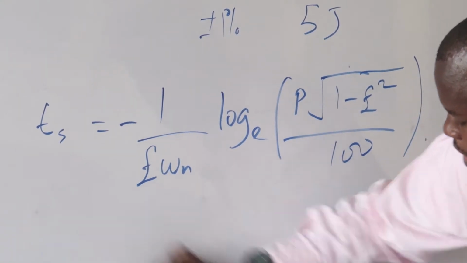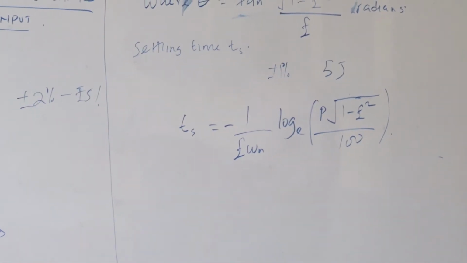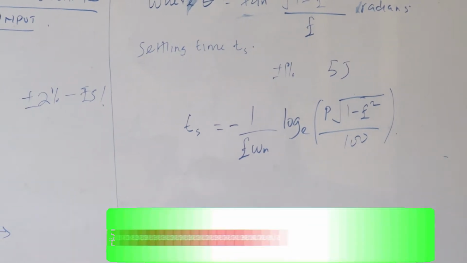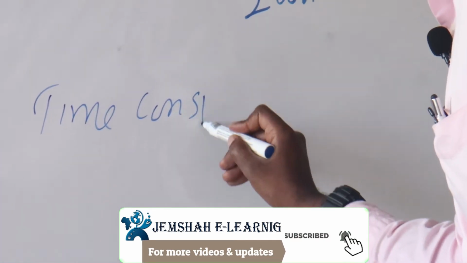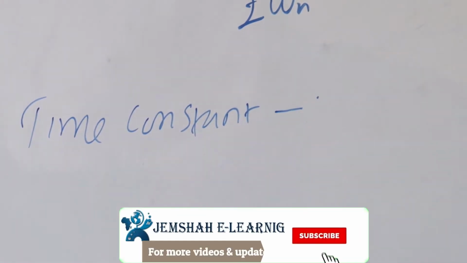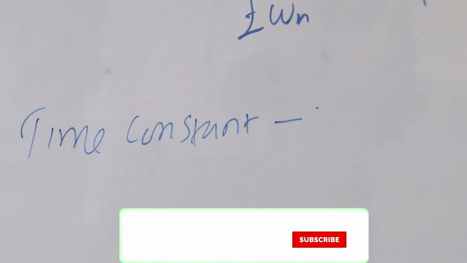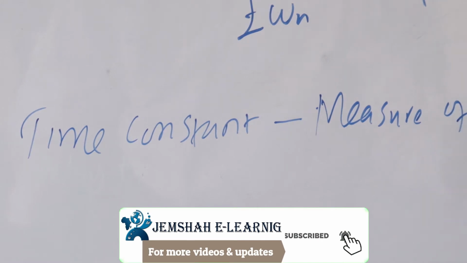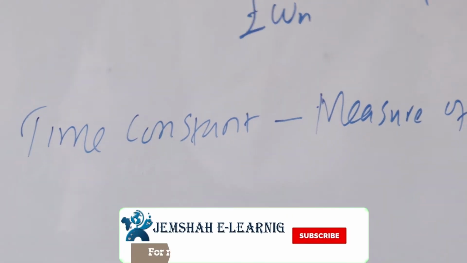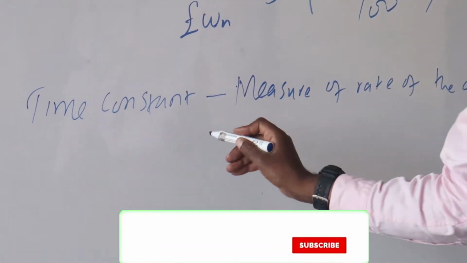We are talking about the time constant. When you talk about the time constant, it is always the measure of the rate of the decay of the response. So the next one we can talk about is the time constant, which we are simply referring to as the measure of the rate of the decay of the response.